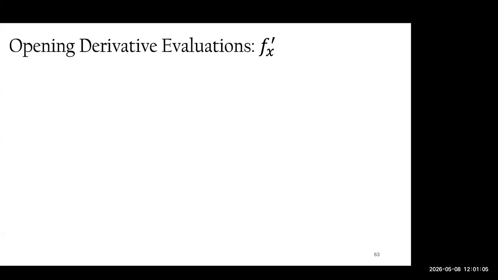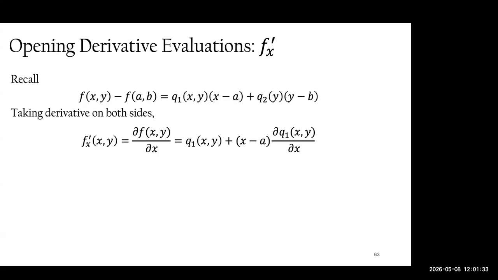The only key thing I want to show you is how we do derivative openings. We are in PST, and what we want to do is prove that the derivative f prime x evaluates to some particular value y at a point a comma b. That's the goal of this slide. We'll start with the opening equation for PST, which is f of x comma y minus f of a comma b equals quotient q1 times x minus a plus quotient q2 times y minus b. Now the main thing we'll do here is take the derivative on both sides and apply the chain rule, some fun calculus.